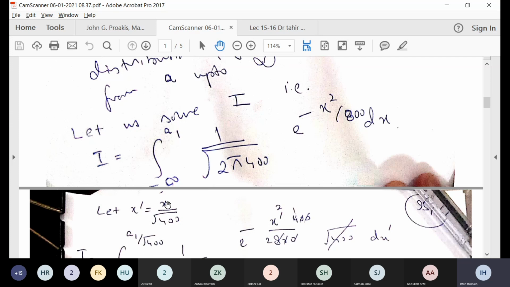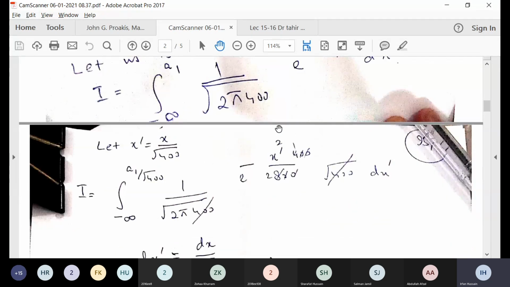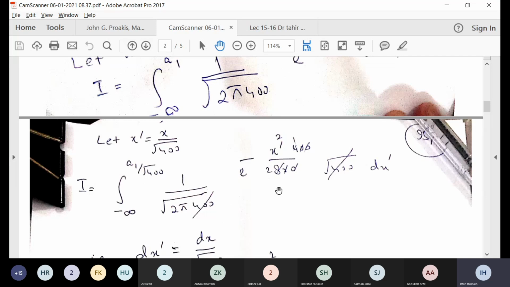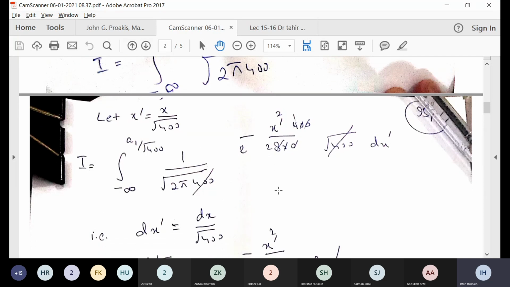This means that your x will come out to be x dash times root 400, or you can see that your x square will come out to be x dash square into 400. You can see 400 will cancel with 800, and you will get x dash square over 2. This is the same thing I have done here: 400 will cancel with 800, and again you will get the standard e to the minus x square over 2 form. In the limits, this was going up to a1, so x dash will go to a1 over under root 400. This will become like this.